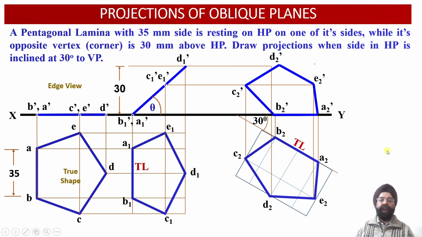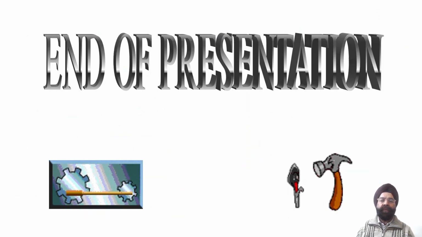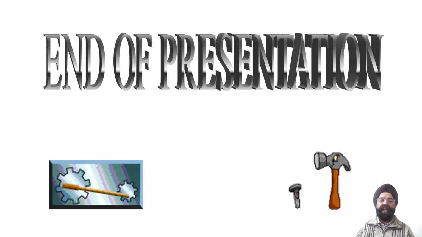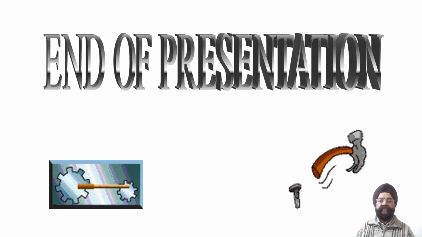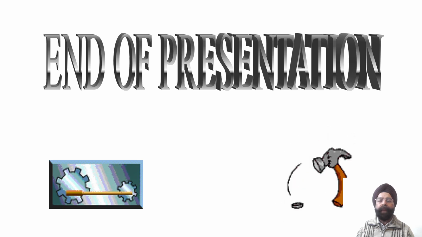So this is all for today. I hope that through this discussion you would have understood the procedure to evaluate the orthographic projections of the oblique pentagonal lamina, which is inclined with respect to both reference planes, that is the horizontal plane as well as the vertical plane. We will be continuing with further discussion regarding a few more illustrative cases of the orthographic projections of planes in the coming lectures.